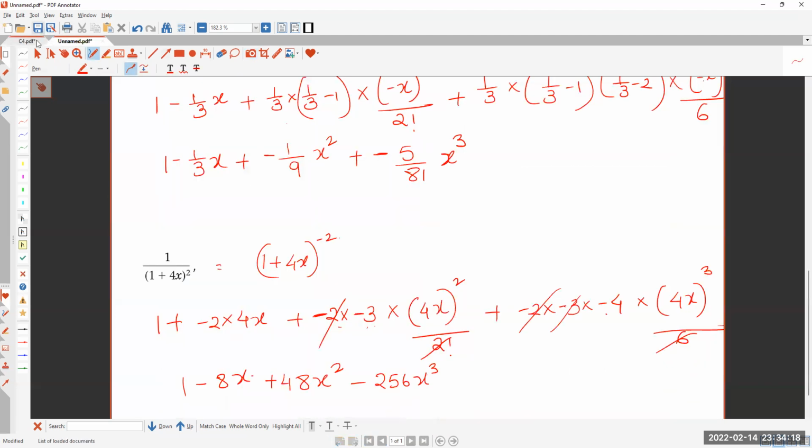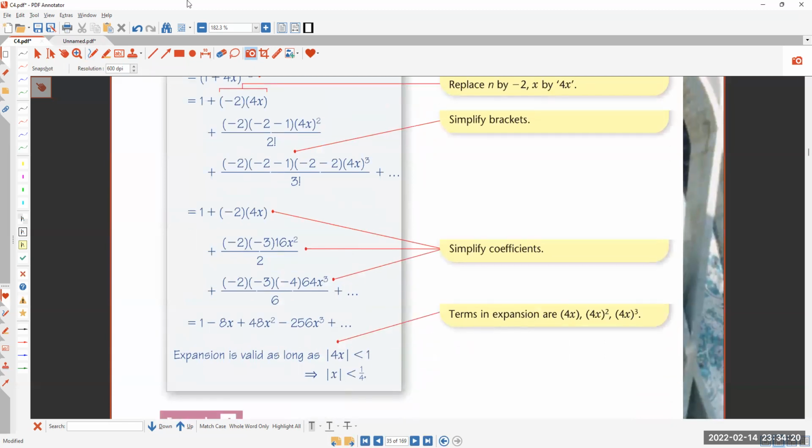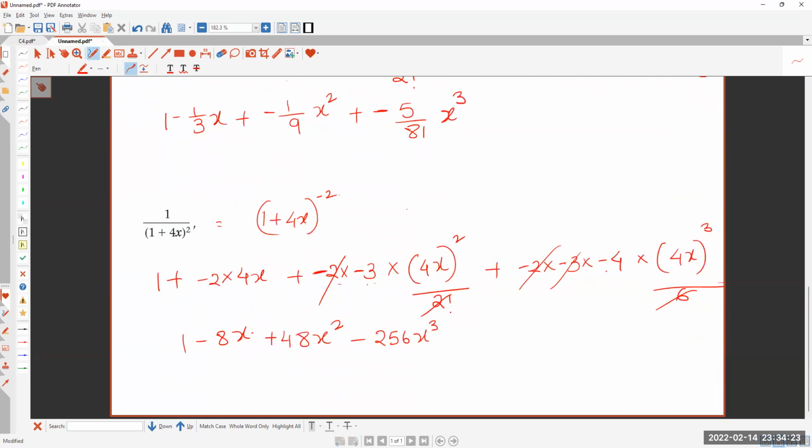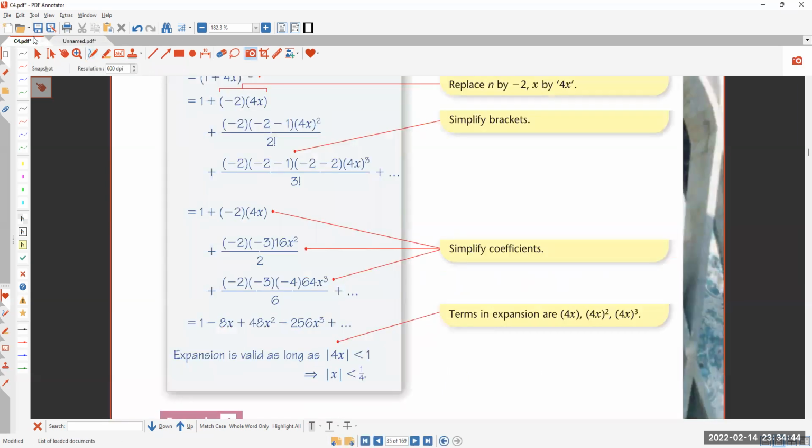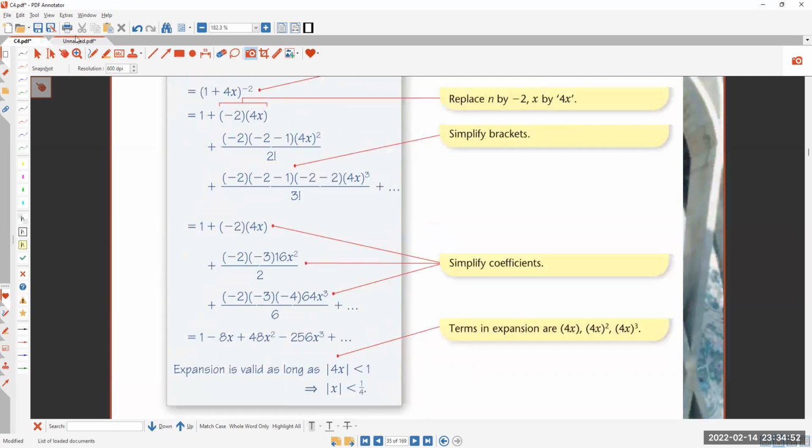There you go. Now, one thing you are supposed to know here is the modulus of 4x. How is it valid? Look here, what is given? 4x. So you write modulus of 4x is less than 1. Therefore, modulus of x is less than 1 divided by 4. That is the answer for as long as it is valid. If they ask you that the expansion is valid as long as modulus of 4x is less than 1, x is less than 1 by 4. Everyone understood till here or not?